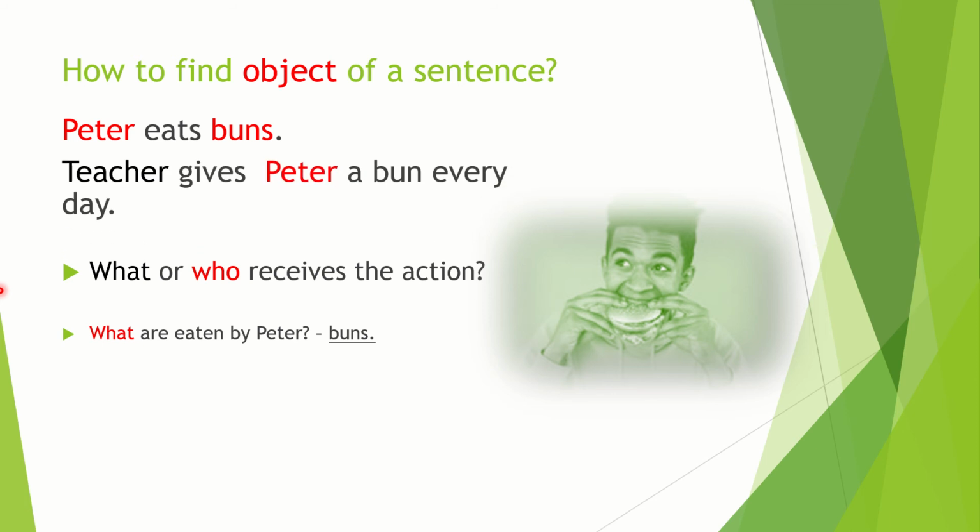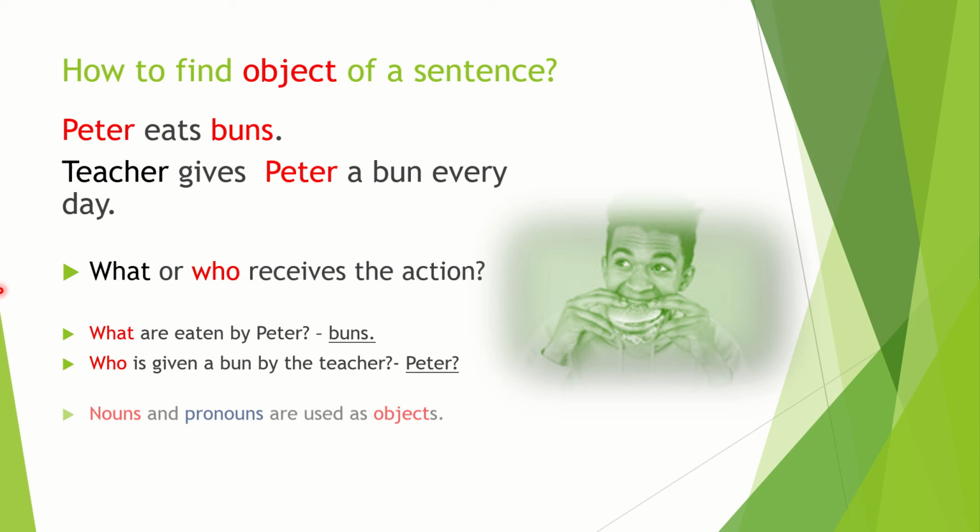Teacher gives Peter a bun every day. Who is given a bun by the teacher? කාටද bun එකක් teacher දෙන්නේ? කාටද කියන ප්‍රශ්නේ අපි අහුවා who. එහෙනම් object එක Peter. The object comes after the verb. Nouns and pronouns are used as objects.